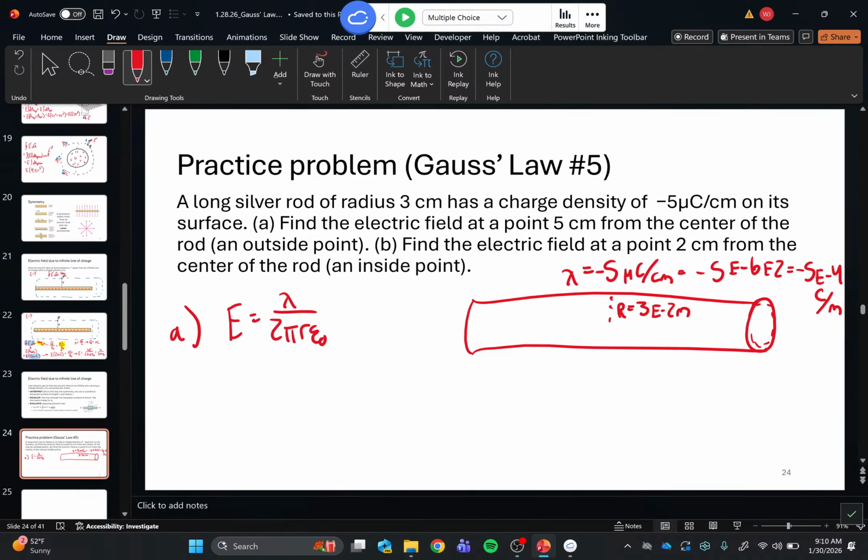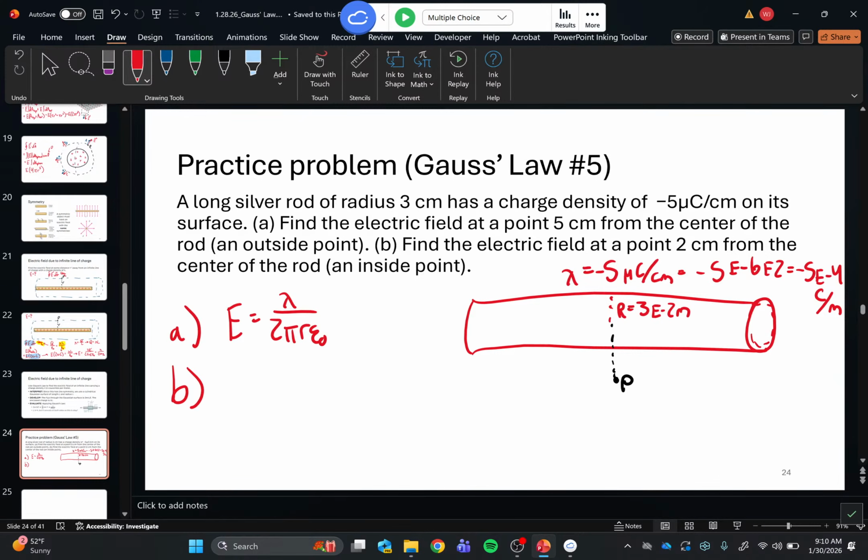Don't just look at the slide and get the answer. Find the electric field at a point 5 centimeters away. 5 centimeters away is outside of it. 5 centimeters away is out here. How are you going to solve this problem? Draw the Gaussian surface, derive this equation, and then you just plug in the numbers. This one you just plug in the numbers. Okay. Part B.